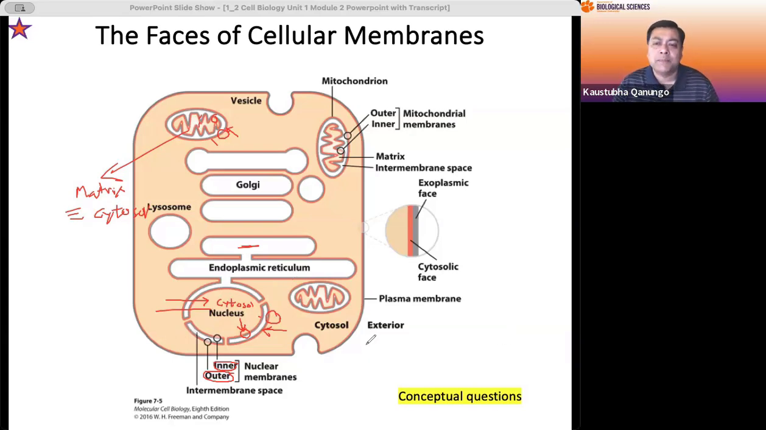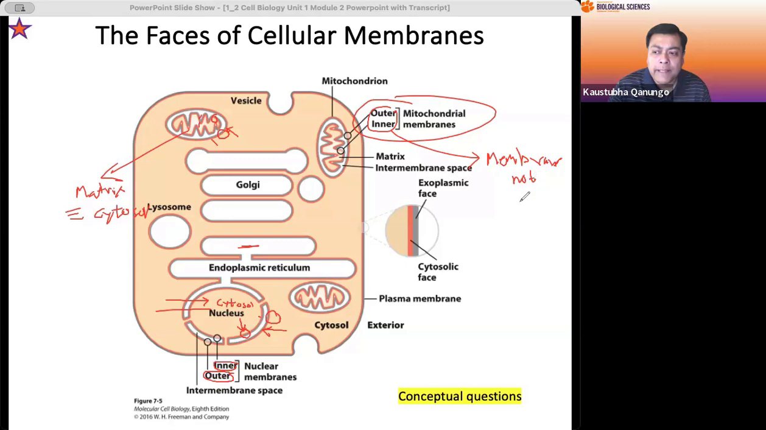So just spend some time on this one. Here, this is the same thing. And this outer and inner just tells you the membrane, not the face. This is the membrane, not the face. And just make sure that you correspond those faces with the colors: orange is the cytosolic phase and gray is the exoplasmic phase. You will do this for both the outer and the inner membrane.